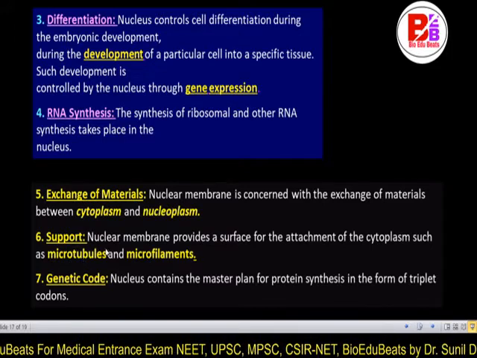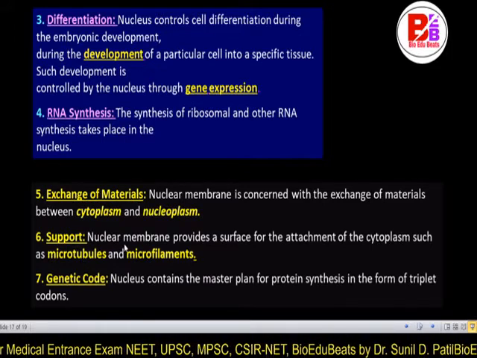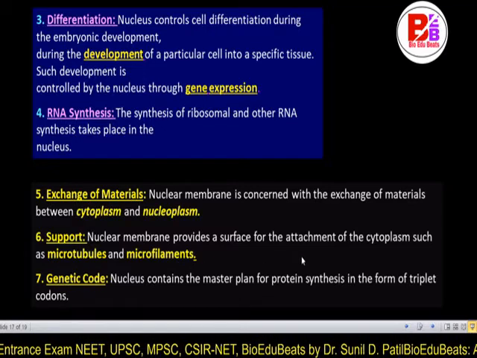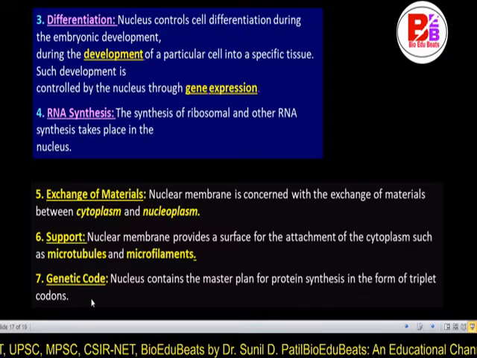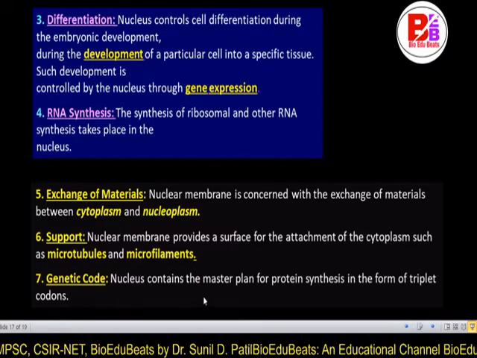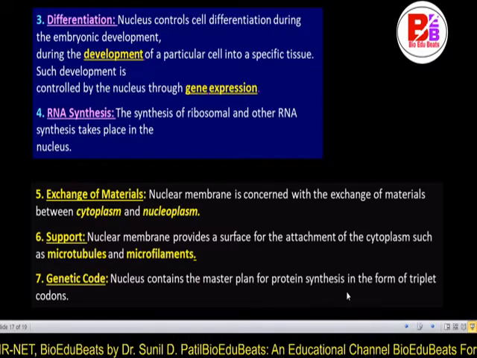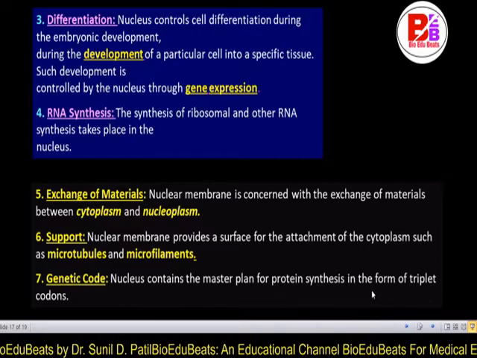The sixth one is support. The nuclear membrane provides a surface for the attachment of the cytoplasmic microtubules and microfilaments. Seventh is the genetic code. The nucleus contains the master plan for protein synthesis in the form of triplet codons.